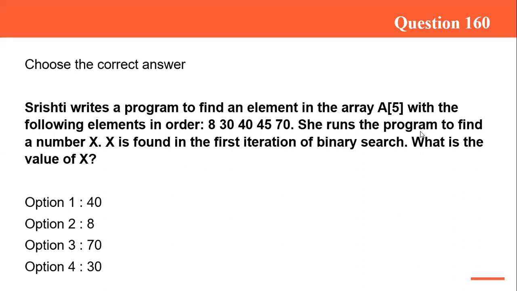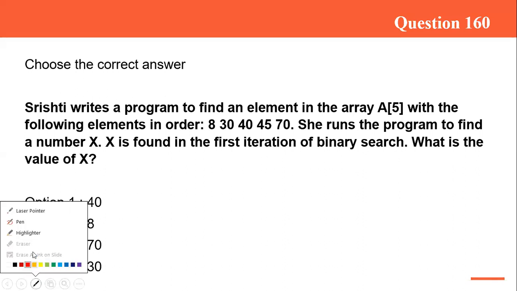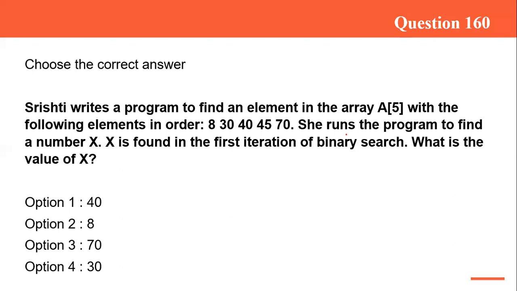A programmer writes a program to find an element in an array A of 5 with the following elements in this order. They are already in a proper sorted order. He runs the program to find number X. X is found in the first iteration of the binary search. Now, in first iteration of binary search, what will you actually compare? You will take low plus high by 2. What would be the low? Low will be 0 because initial one, and high will be what? Last index possible, which is 4.